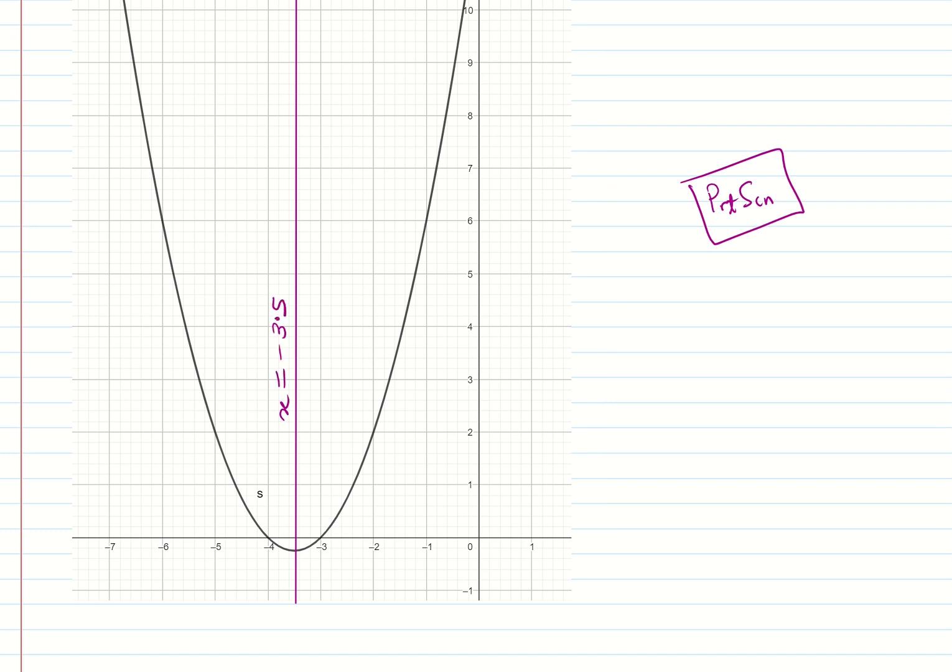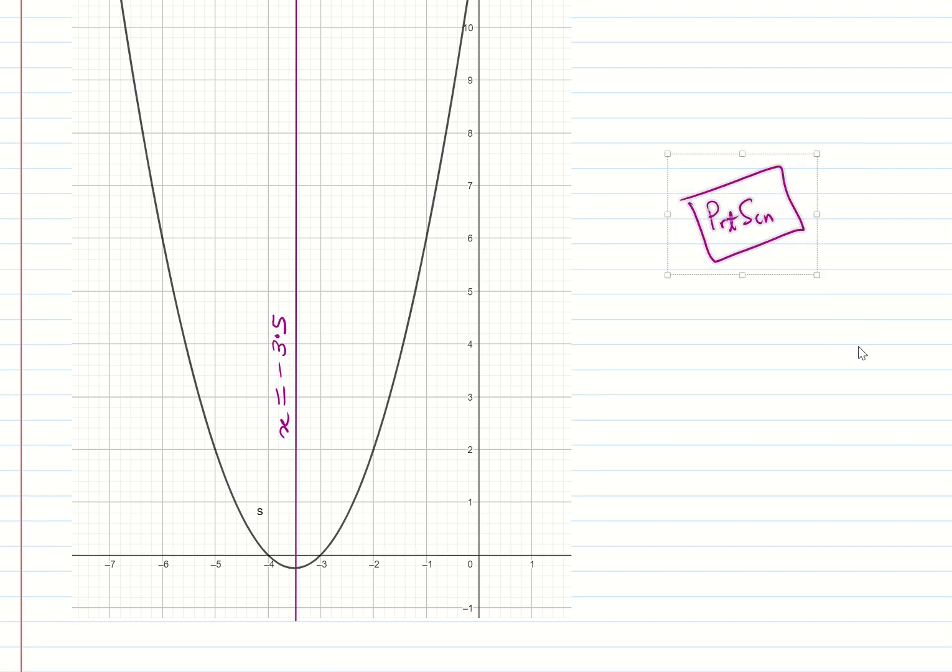That takes us to the third reason. The third reason is that it clearly shows how the graph is transformed from the parent function y equals x squared. So this is quite interesting. The parent function of quadratic graphs is y equals x squared.